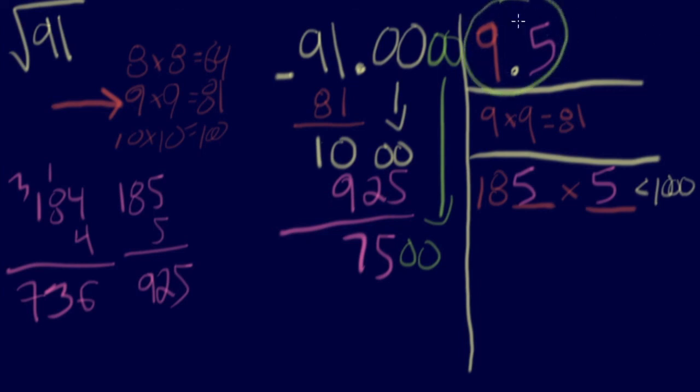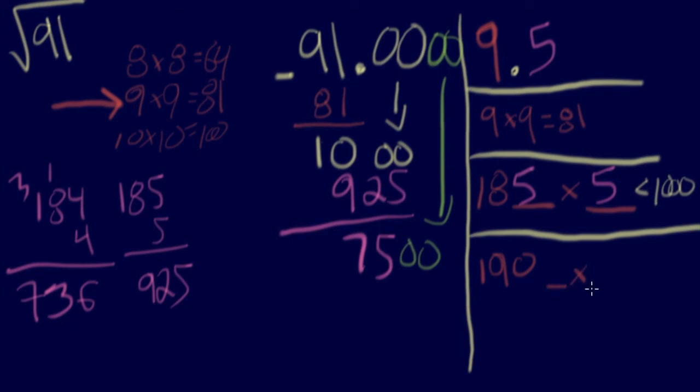Go back to the same idea: you need to double this. So you have to double 95. Realize I didn't say 9.5, I said 95. That's really important. If you double that, you're going to get 190. So let's set that up. I'm going to get 190 blank times blank, which has to be less than 7,500. Again, my 1900 times tables aren't that good, so you're going to have to experiment a little bit.